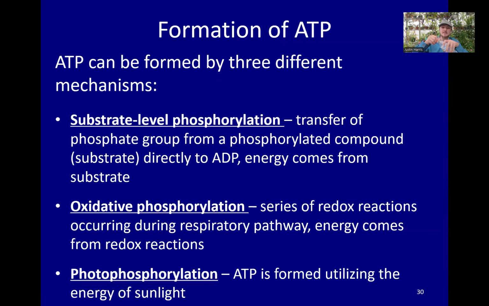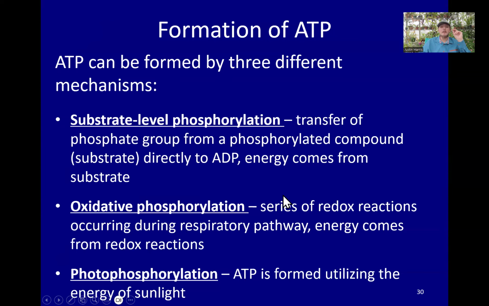And so we can form ATP in a few different ways. We can actually take the phosphate from a molecule and put it onto ATP with an enzyme just directly. And that's called substrate-level phosphorylation. And through the pathways that we learn, we're going to see a couple of instances of this.